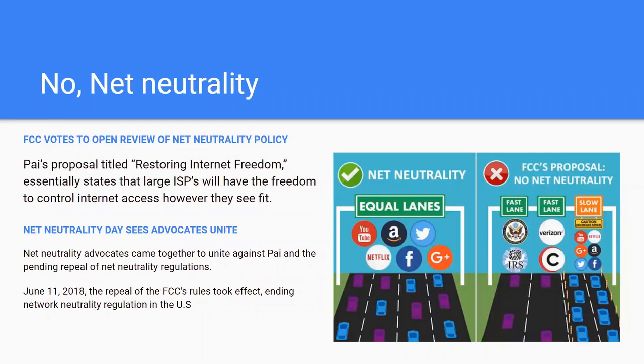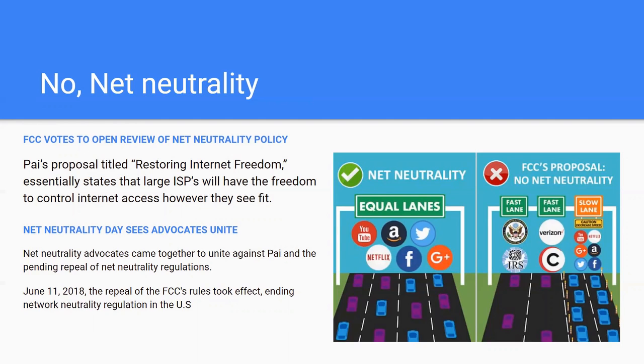With the new proposed regulation, on May 18, 2017, the FCC votes to review Pai's proposed repeal of net neutrality. Pai's proposal was titled "Restoring Internet Freedom," but his definition of freedom was that large internet service providers will have the freedom to control the internet. As for the millions of consumers who use the services, many of whom don't have a choice of internet service providers, they won't have the freedom to visit websites they want because those websites will load slowly.